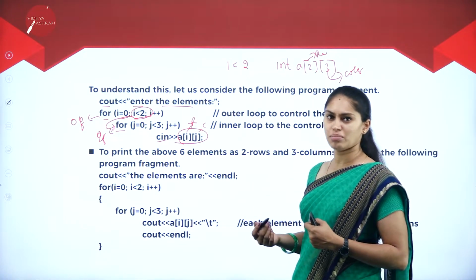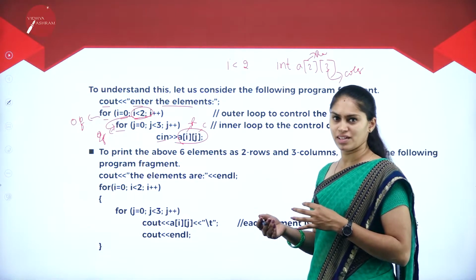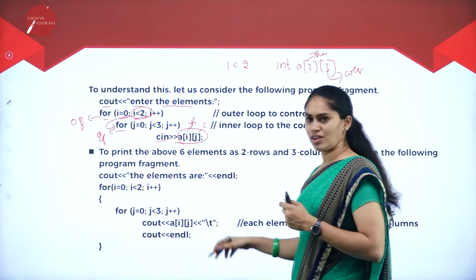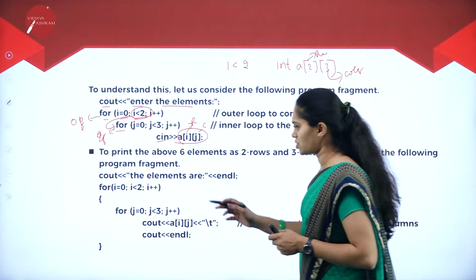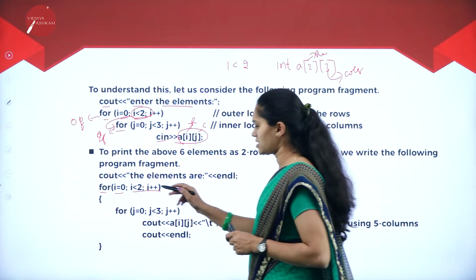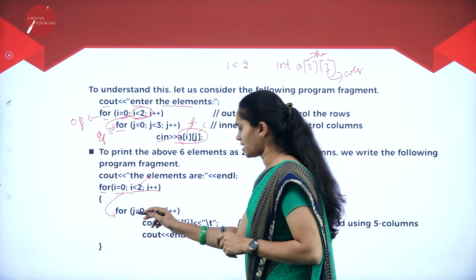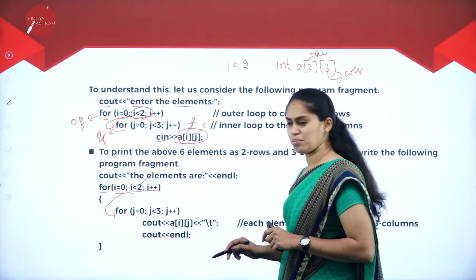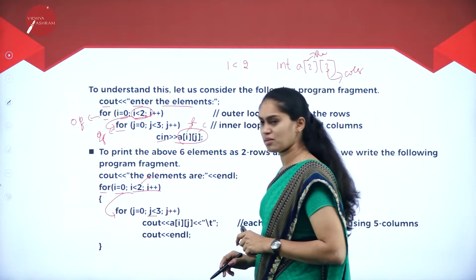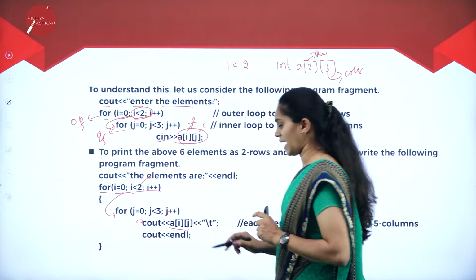The same thing is going to happen with cout, that is printing. In order to print the elements of an array, instead of cin, we have to take cout. So here you can see that for i = 0, i < 2, this condition is true, then it will come to the inner for loop. For j = 0, j < 3, j++. If j < 3 becomes true, then it will display the content of a[i][j].